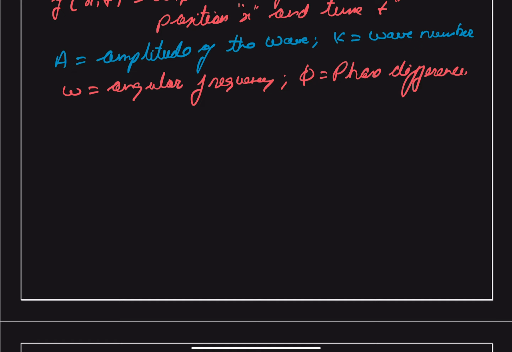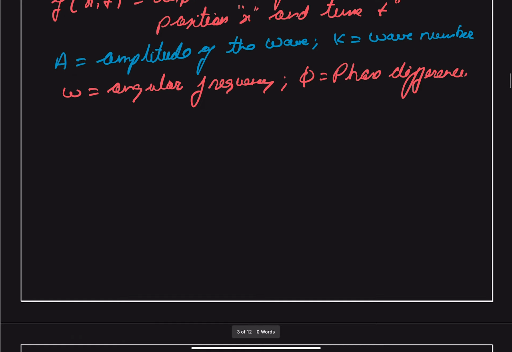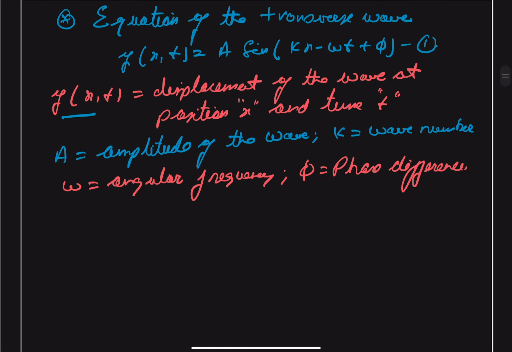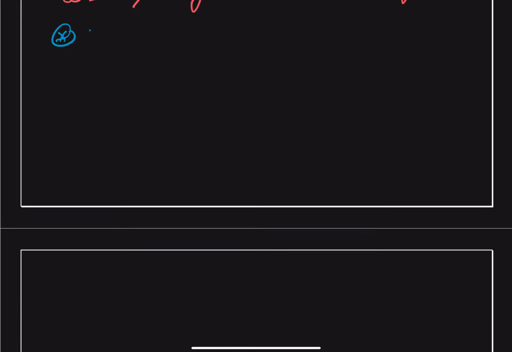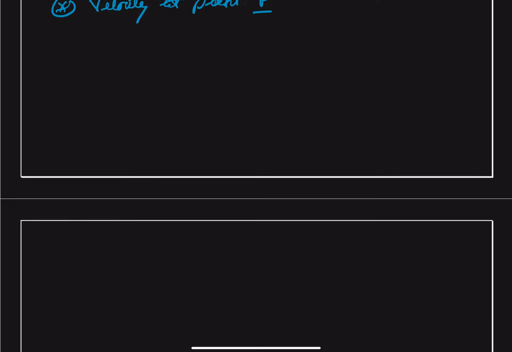Now we are supposed to find out the velocity at point P, and that will be the partial derivative of equation number 1 with respect to time. So the velocity at point P, let us call that Vy, will be equal to the partial derivative of y with respect to time t, and this gives us minus A omega cos of kx minus omega t plus phi.